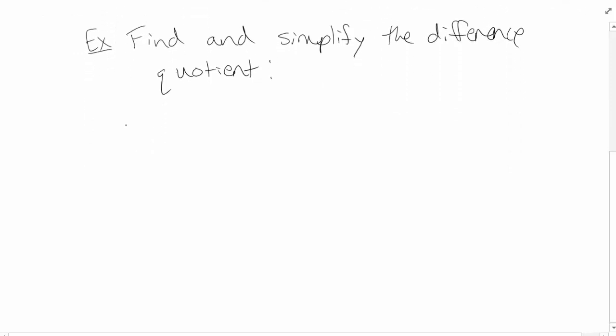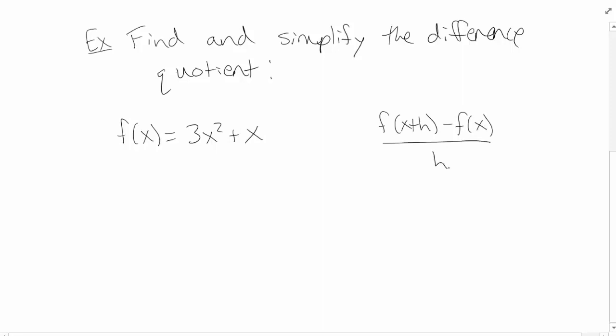First one I'm going to do is f of x is equal to 3x squared plus x. Again, just so you can see it on the same screen that I'm writing on, the difference quotient is f of x plus h minus f of x all over h. So let's start with f of x plus h. So we're going to take this whole x plus h and plug it into the function. The function f is whatever you give it, you're going to square it, multiply by 3, and then you're going to add it again. I gave it the quantity x plus h.